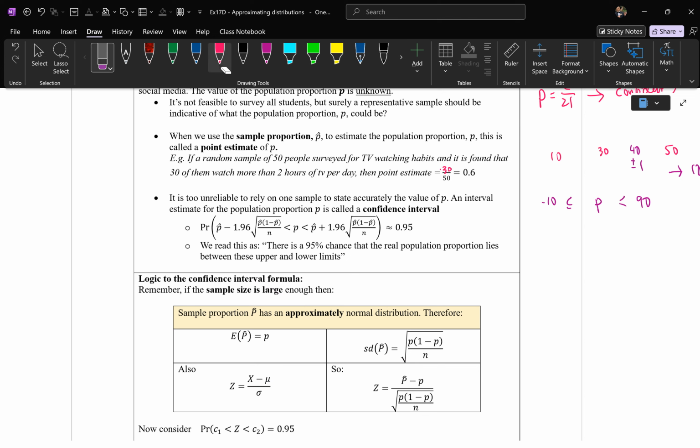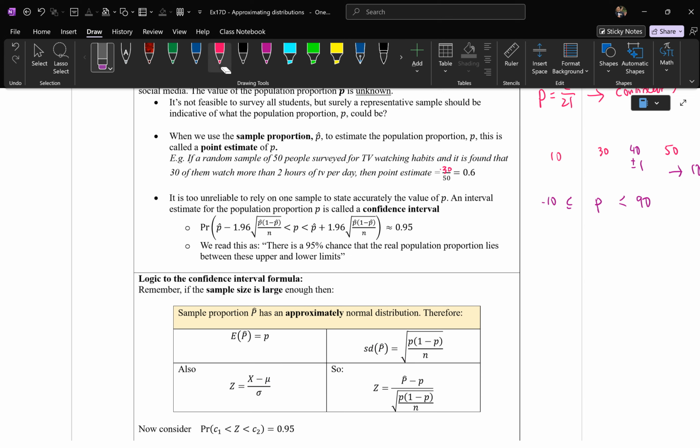What else is there that you need to know? No. All right, we can skip all this part. Language-wise, if you happen to look at your textbook and you're trying to learn instead of watching my videos here, point estimate is using a sample to predict the population.